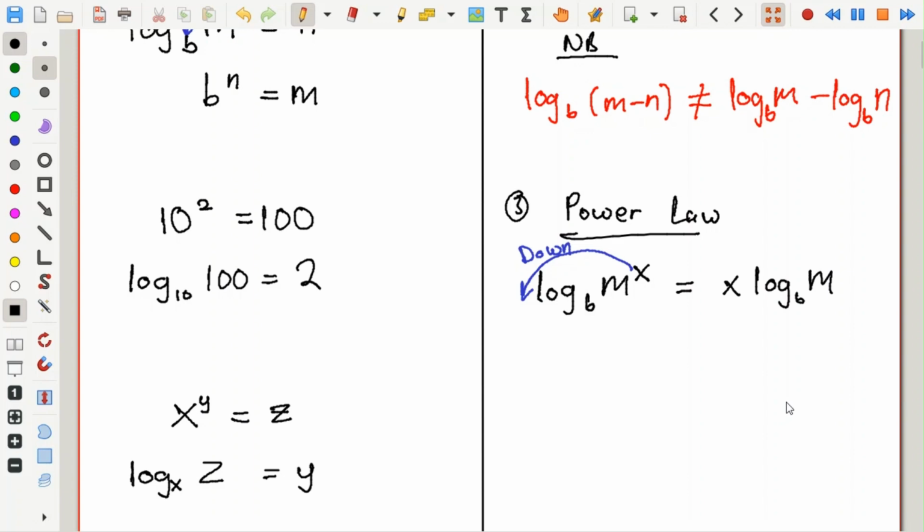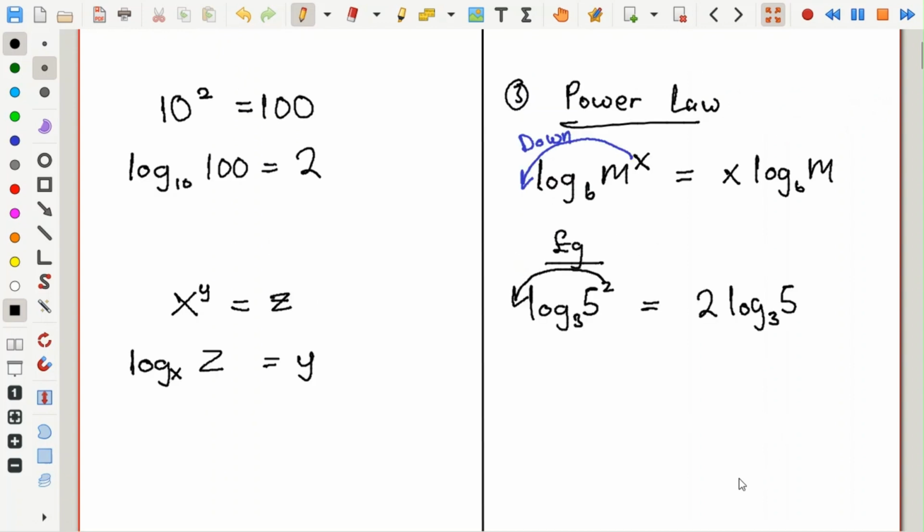All right. So this is what we call the power law. Example: if I have log 5 to the base 3, and that 5 has been raised to the power, let's say to the power 2. Now this one, the power will jump down. So you have something like this. Now please take notes.